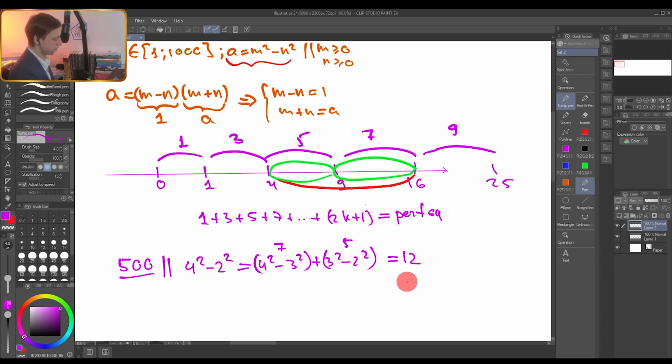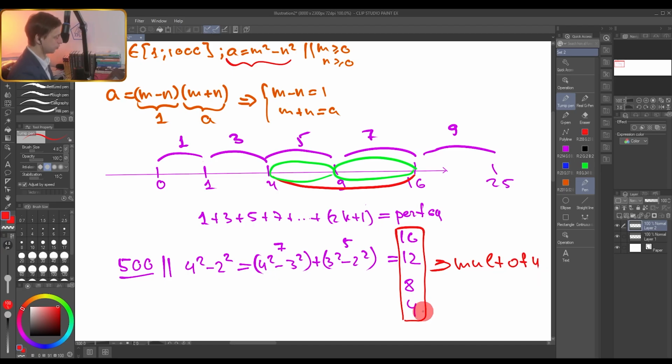9 minus 1 will be 8, and 4 minus 0 will be 4, and 25 minus 9 will be exactly 16. So I can obtain these numbers, and of course you see the pattern. If you subtract squares that stand after 1, you can obtain the numbers 4, 8, 12, 16, which are all the positive multiples of 4.